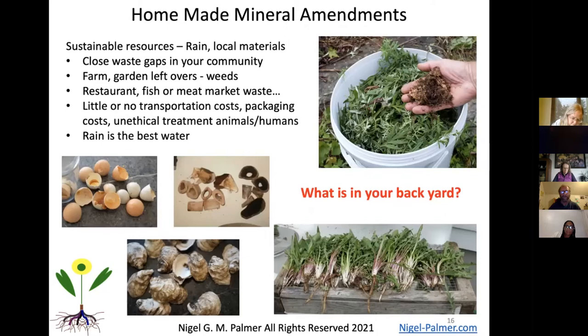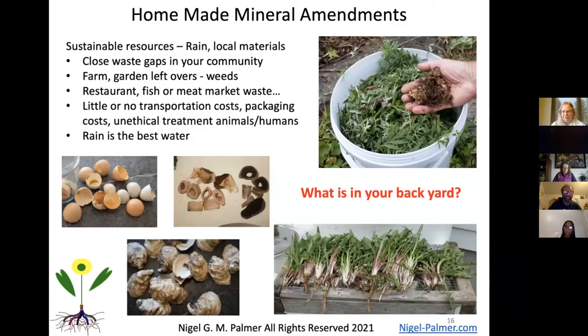I think that one of the most amazing things here is the ability for us to close our waste gaps. I think becoming friendly with the restaurant you go to or the fish or meat market to take waste away rather than having it thrown away is extremely important. There's a lot of resources around you. You just haven't figured them out yet. And so it's really important to do that and to try and close waste gaps and to become regenerative and sustainable in the way we do things.